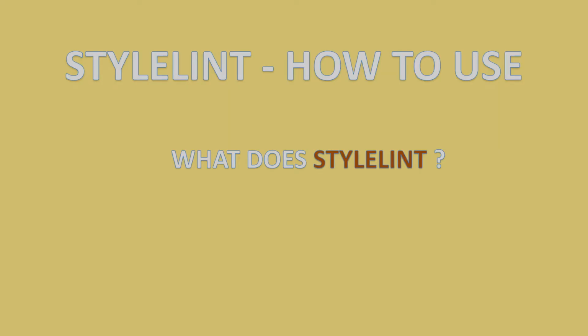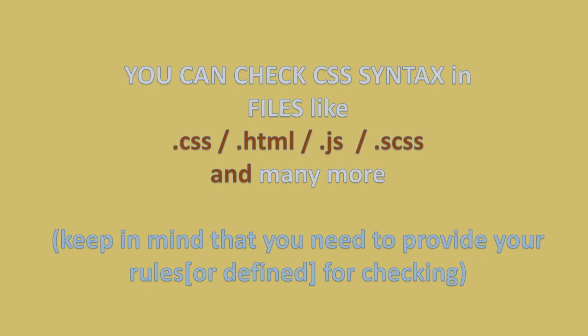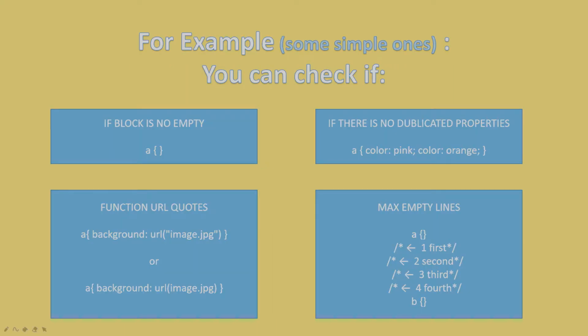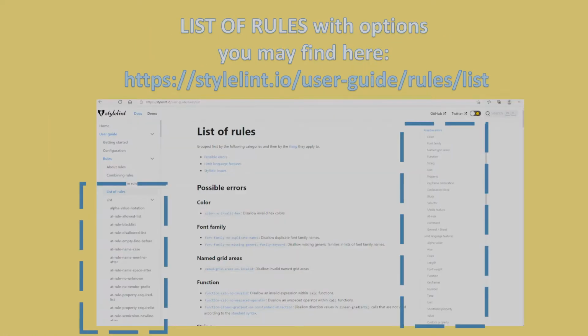The most important question is what Stylelint does. Answer is simple. Stylelint makes sure that syntax of CSS is according to some rules. Example of some simple CSS syntax to check. If you would like to know what rules you can define, please see all in documentation.